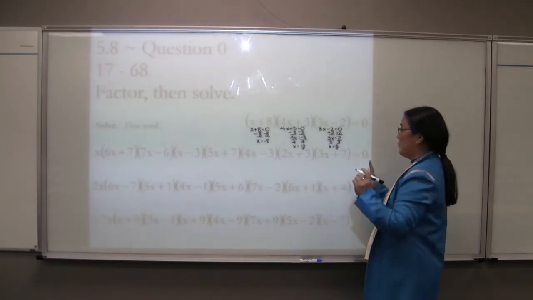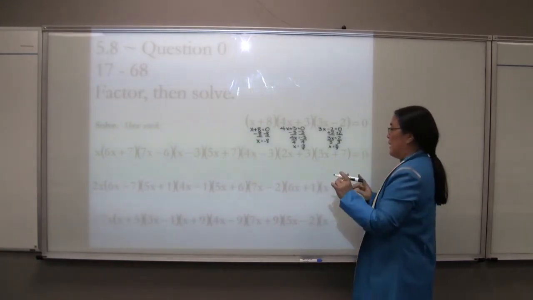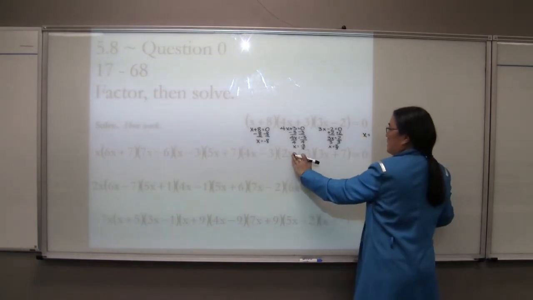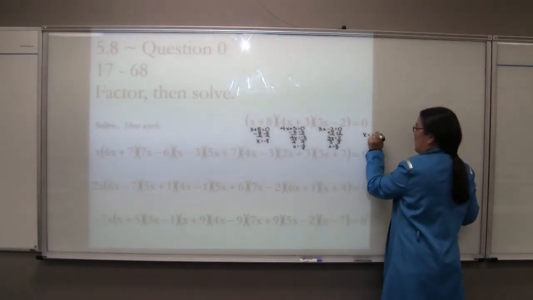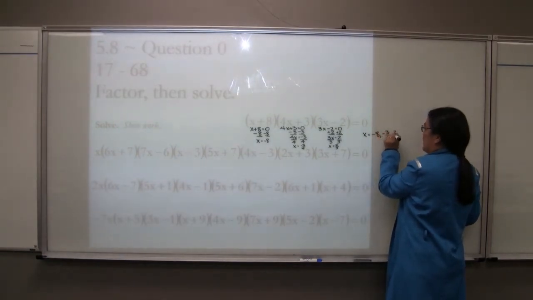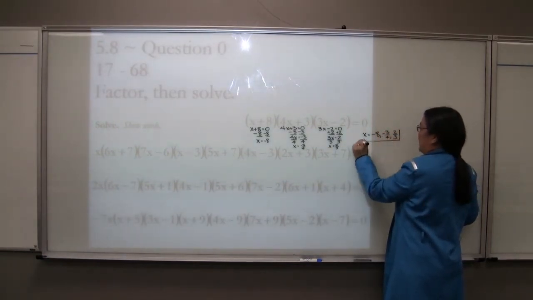Now, if they wanted you to write it as a single answer, you would write x equals, preferably in order from least to greatest. So -8 first, comma, -3/4, comma, 2/3. That would be your answer.